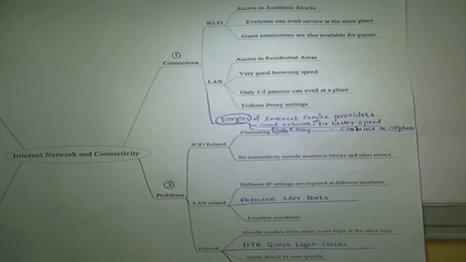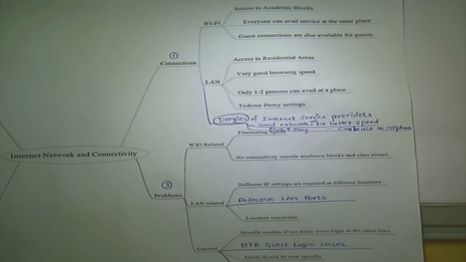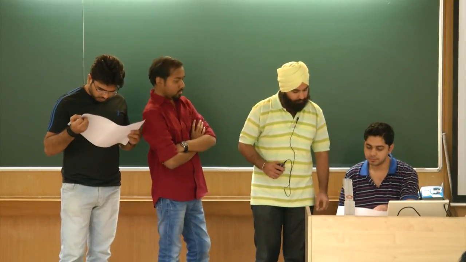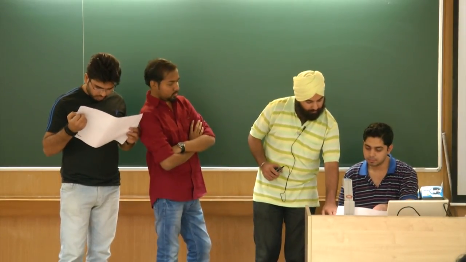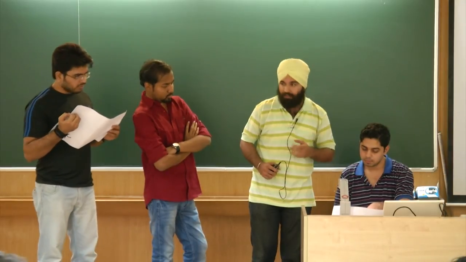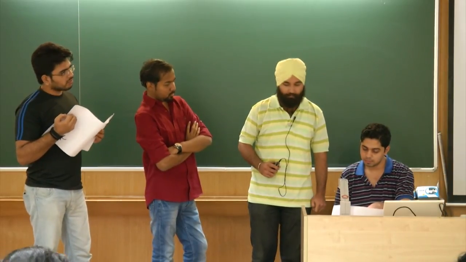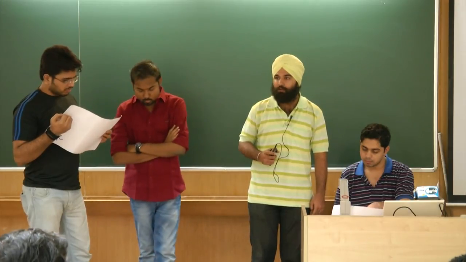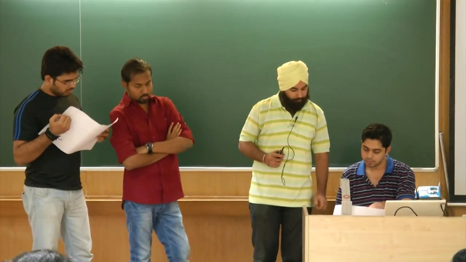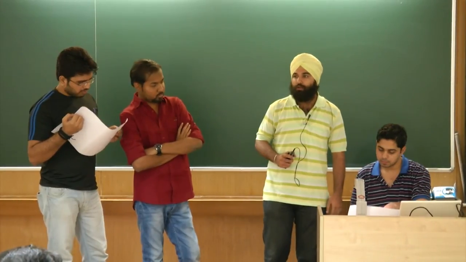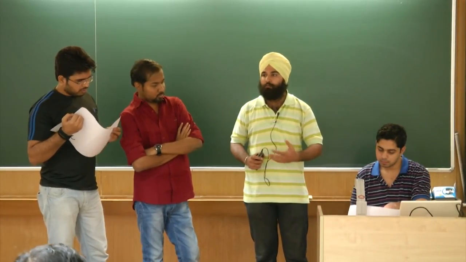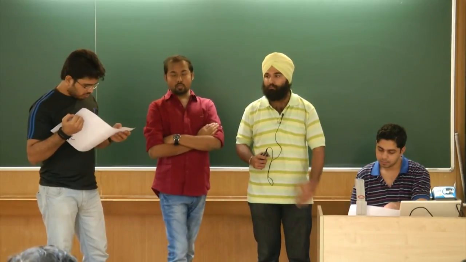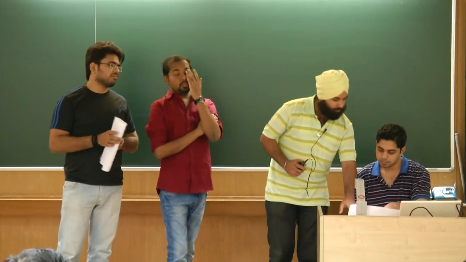Now in problems we have added a few points, like some defective LAN ports can be there. Then, as sir suggested, the IATB guest login for users should be available. Then, power shutdown issues are there, so power backup should be there. Prompt power backup should be there, so that we can use the LAN ports as required.